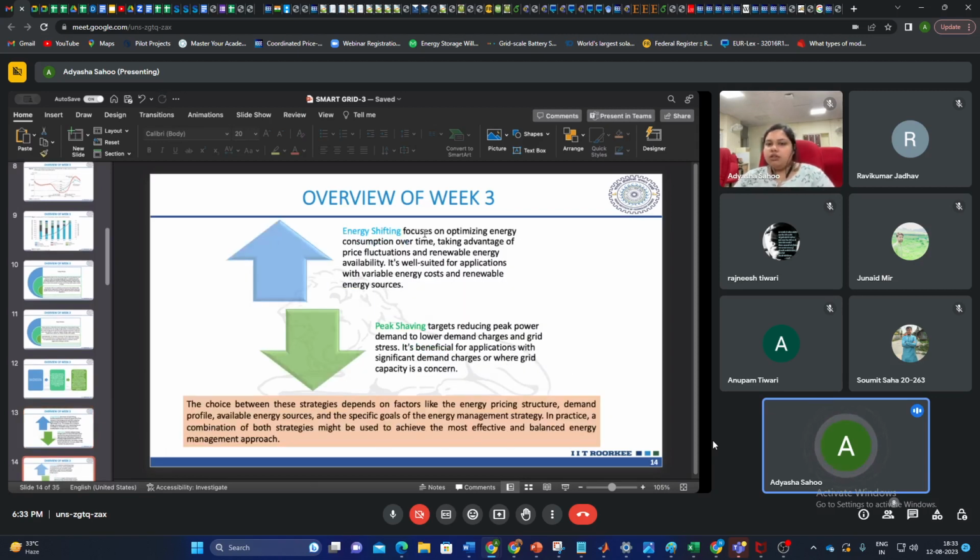So energy shifting focuses on optimizing the energy consumed over a period of time, taking advantage of price fluctuations to earn more revenue. And peak shaving targets reducing peak power during a particular time slot. The choice between these two strategies depends upon our objective and our energy management strategy, what our goal is. Combining both strategies will result in the most effective energy management process.